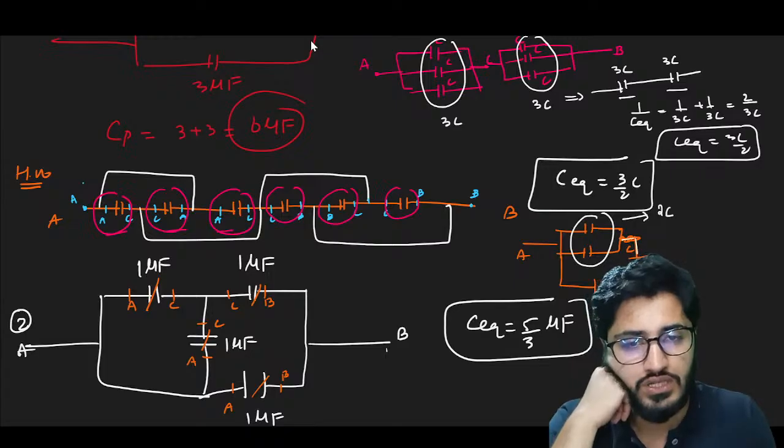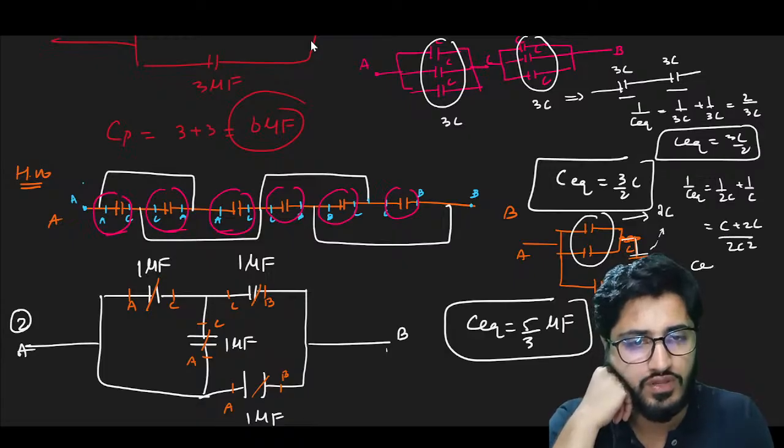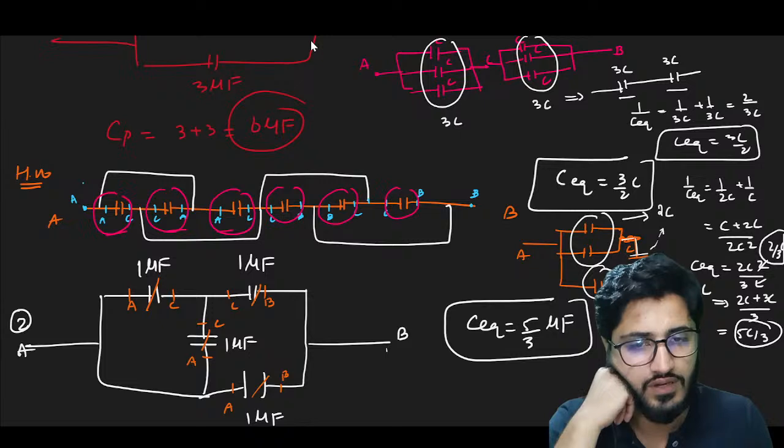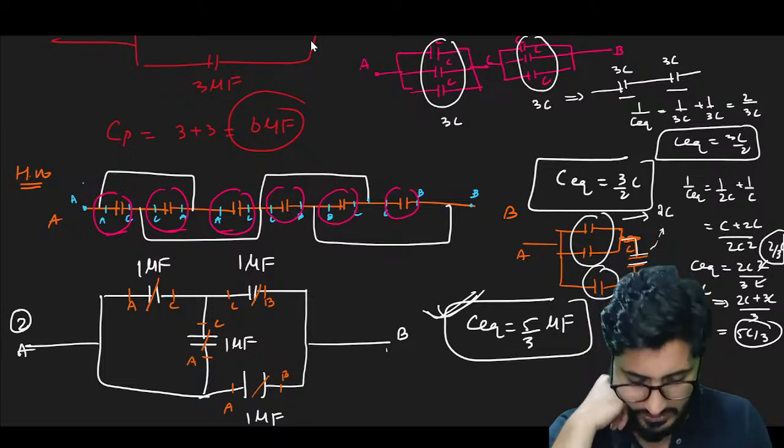Now 2C, this one is what? Parallel. So I will write 1 by C equivalent is 1 by 2C plus 1 by C. So I can write it is C plus 2C divided by 2C square. So C equivalent will be 2C square divided by 3C. It is 2 by 3C. 2 by 3C, right? Now 2 by 3C with this one is parallel. So I will write 2 by 3C plus C. It will be how much? 2C plus 3C divided by 3. That means 5C by 3. Look. Answer.